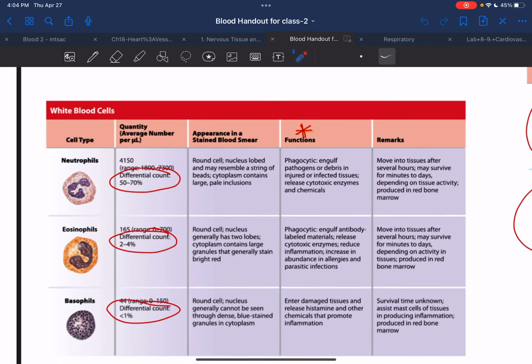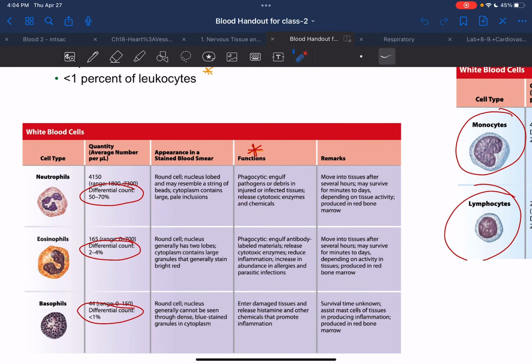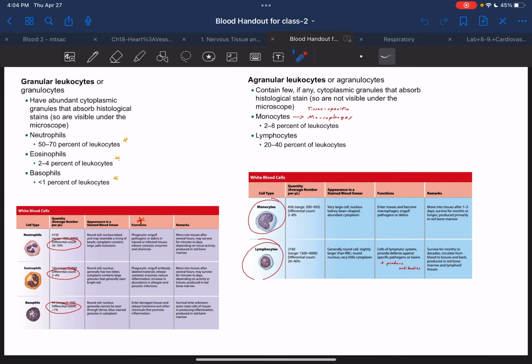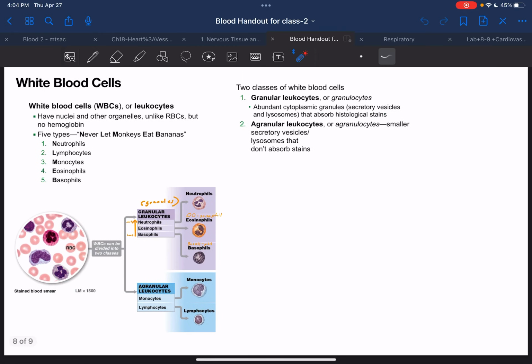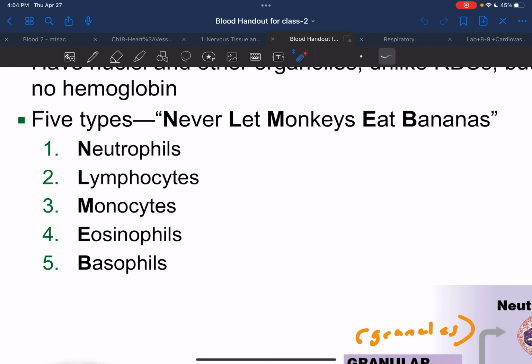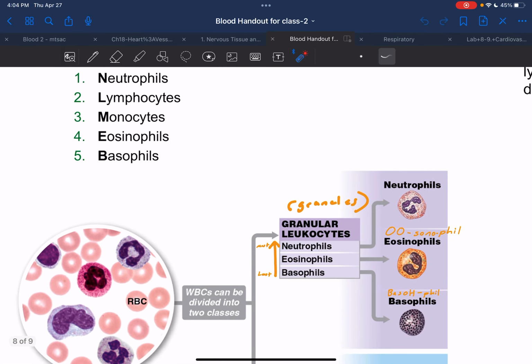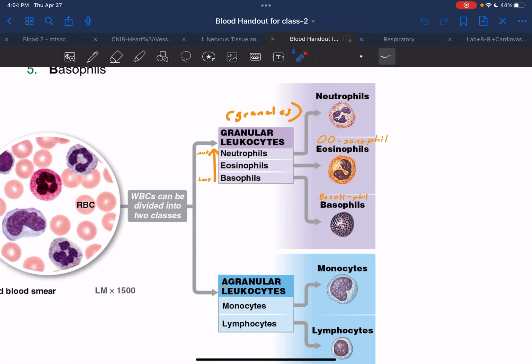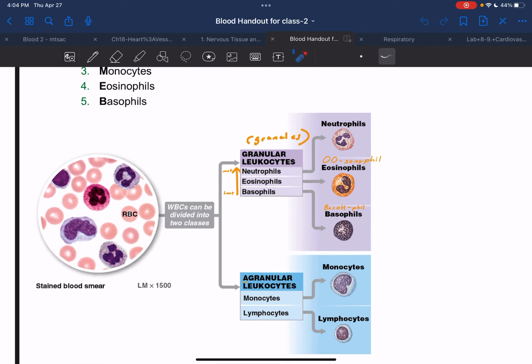We have to know the quantity. We have to know which ones are the most abundant and which ones are the least abundant. Anybody remember our acronym for that very thing? Yes, never let monkeys eat bananas, right? Never let monkeys eat bananas. And then we have to know our categorization, so which ones are granular and which ones are agranular.